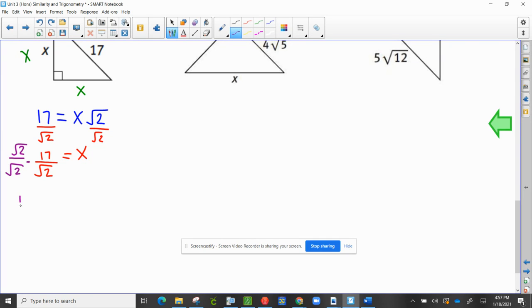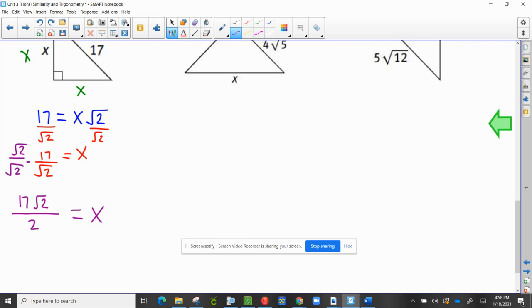So this is going to give me 17 root 2 over root 2 times root 2, which would be root 4, which is just going to end up being 2. Anytime you multiply a radical by itself, they're going to cancel the radicals out. So just think of root 2 squared. A squared would cancel the radical. So that's how we can end up with solving for x.